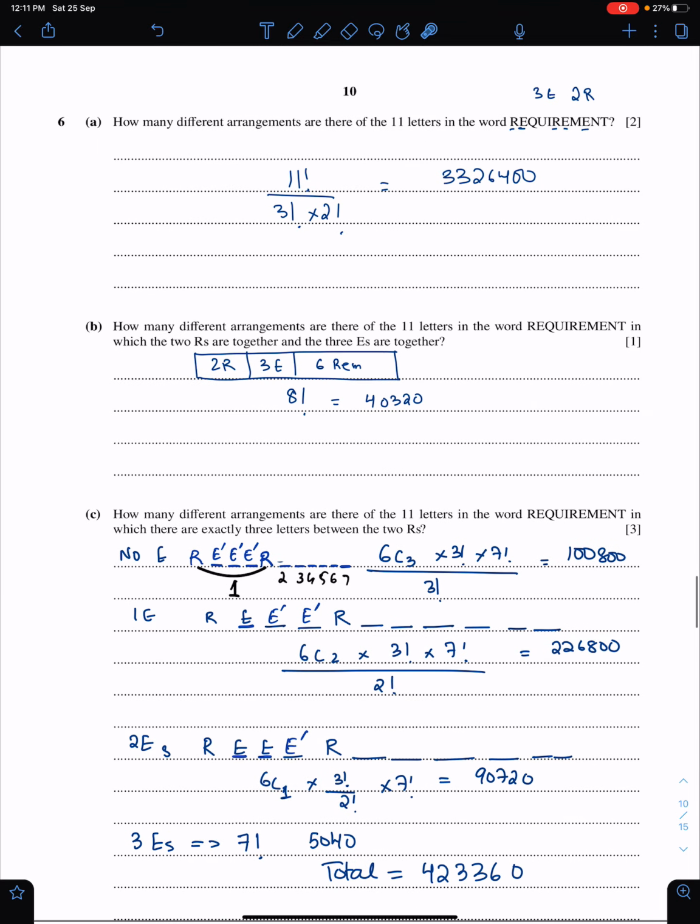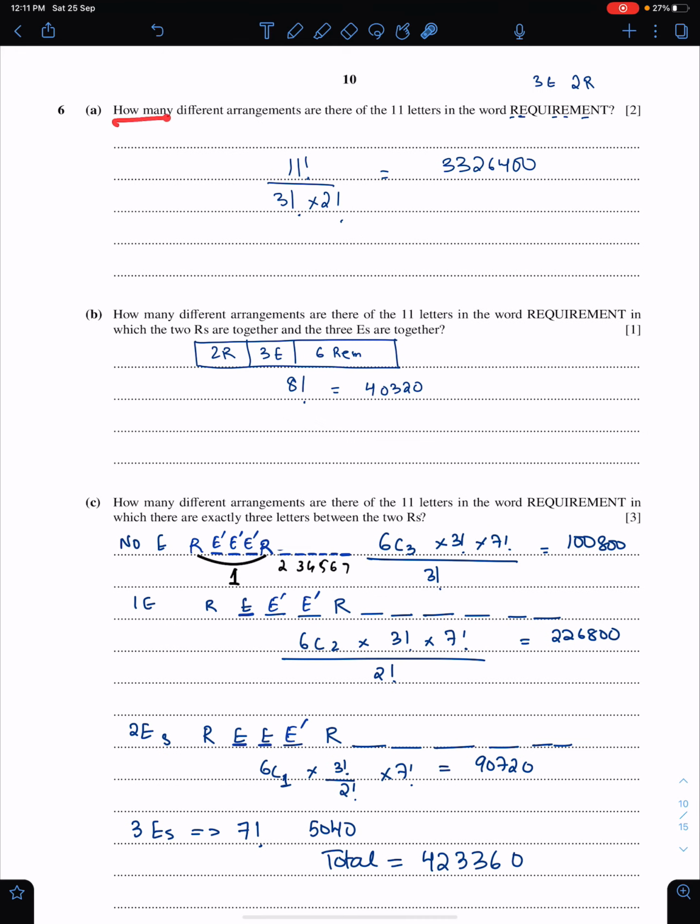Next question, number 6. How many different arrangements are there of the 11 letters in the word requirement? I mean, 2 letters are repeated, 3 E's and 2 R's. So 11 factorial divided by the repetition: 3 factorial for 3 E's and 2 factorial for 2 R's. So these are the total number of ways. Leave your answer as it is. This is the exact answer.